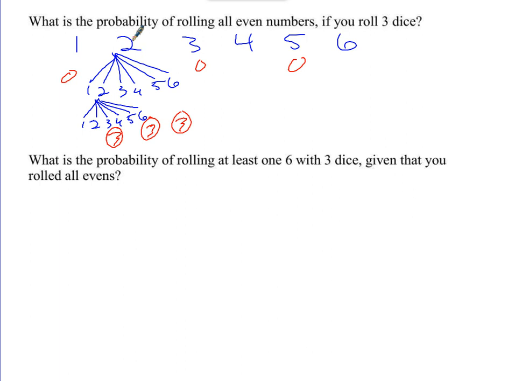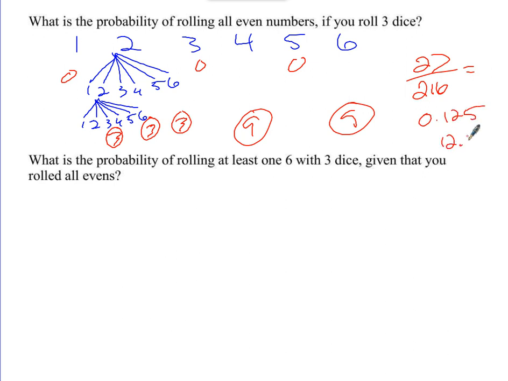There's 9 wins down this branch of the tree. So how many wins are there for 4? 9. How many wins are there for 6? 9. How many wins are there total? 27 out of 216, which as a probability, so the decimal version of that would be 0.125. 12.5% of the time you roll 3 dice, you should see all even numbers. That's 1/8 of the time.